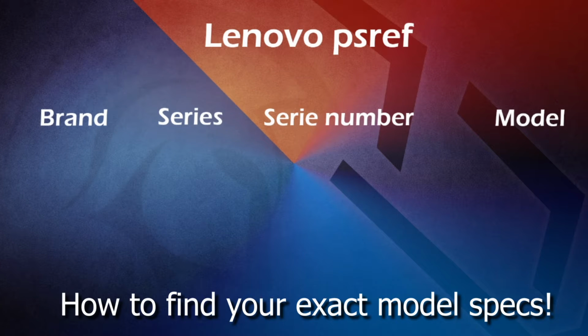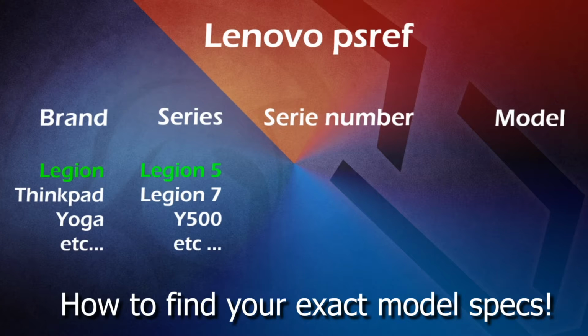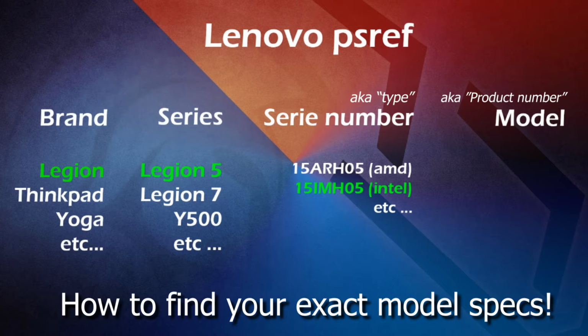Alright, so let me give you the breakdown from what I understand from it so far. So of course we have the company Lenovo, under there we have brands, and under brands we can find Legion, ThinkPad, Yoga, etc., which is the laptop type. Then of course we can break it down even further to series, which is Legion 5, Legion 7, and under those you got the more specific types, the AMD or the Intel based laptops, which will be found in the series number. So the series number actually shows you whether or not it's Intel or AMD. It can also be referred to as type.